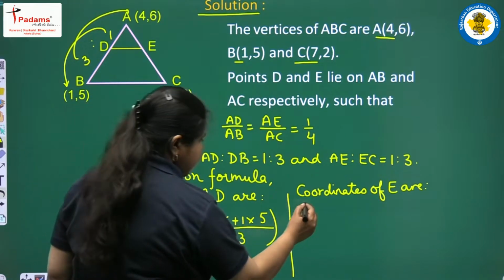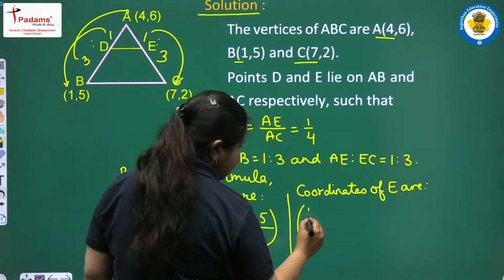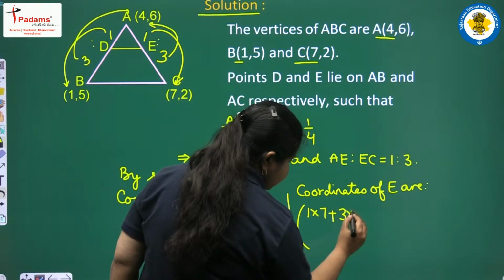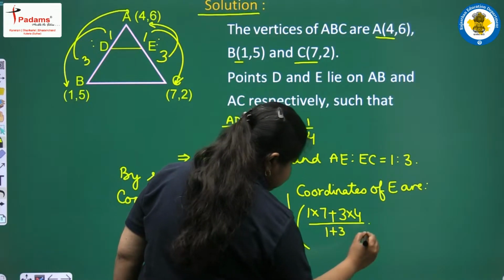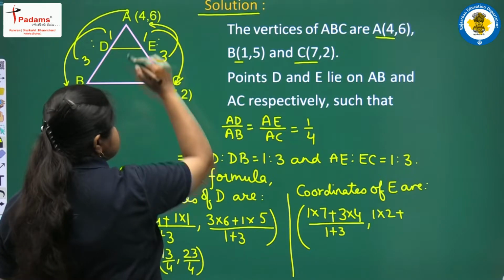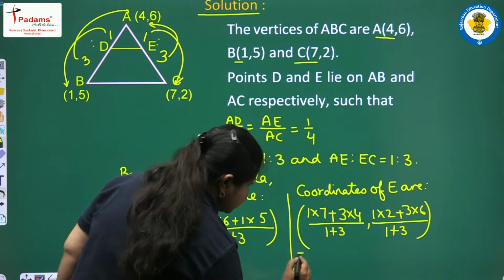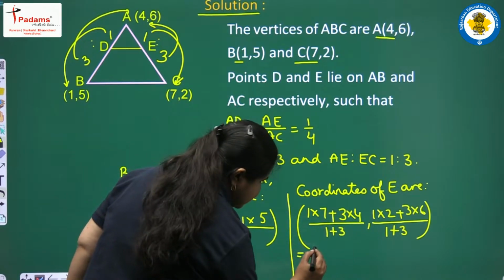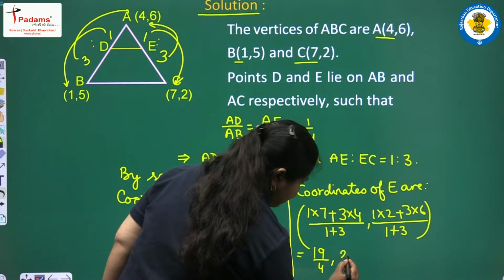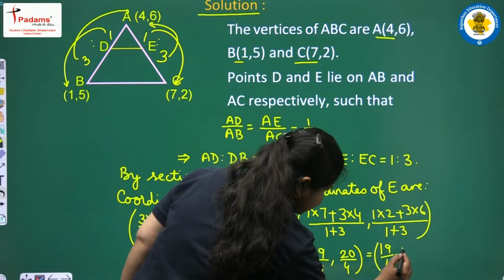We write them here. X coordinate, again the ratio is 1:3, so 1 will be multiplied here by 7, 1 into 7 plus then this 3 will be multiplied by 4, 3 into 4, upon 1 plus 3, then 1 multiplied by 2, 1 into 2 plus then 3 multiplied by 6, so 3 into 6, upon again 1 plus 3. This will be equal to 7, and here we have 12, 12 plus 7 is 19 upon 4, and then 6 3s are 18, 19, 20 upon 4. This can further be written as 19 by 4, and this will be number 5.